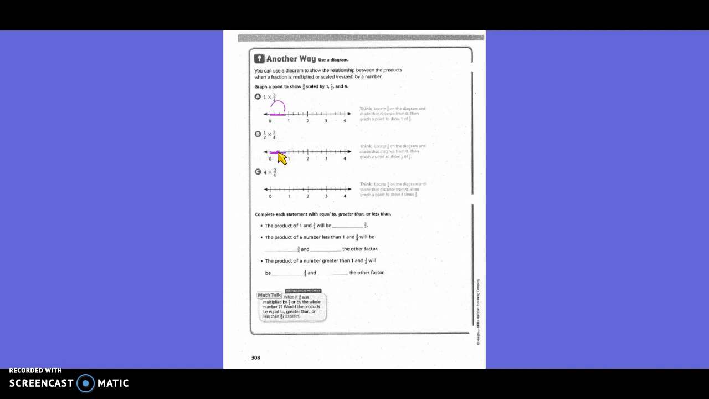So if we were going to jump from those places, it would only jump this much. So that would be considered what? Less, right? 4 times 3/4. So once again, we are going to mark our 3/4.